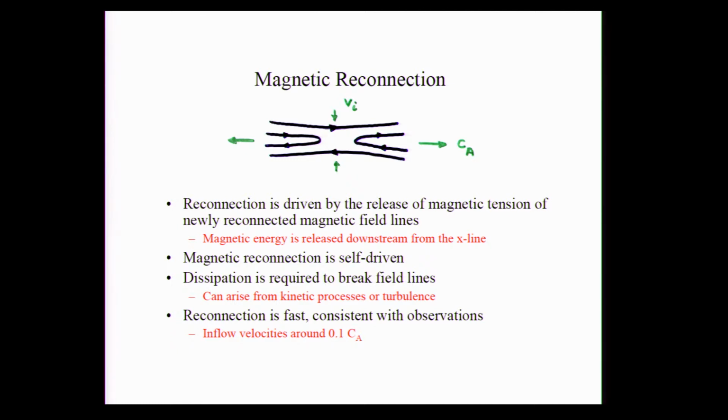Dissipation is required to break field lines, and this can arise from kinetic processes. It can arise from turbulence in this region here, and I'm not going to talk about this because I don't have time. In the end, reconnection turns out to be fast, which is consistent with the observations. The inflow velocities come out to be about a tenth of the Alfvén speed. So you've got outflow at the Alfvén speed and inflow at around a tenth of the Alfvén speed.